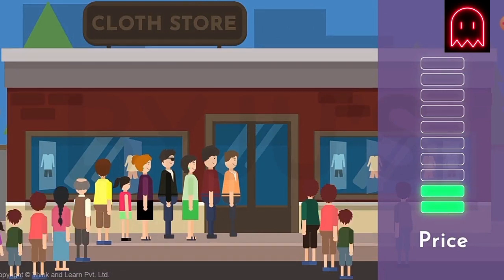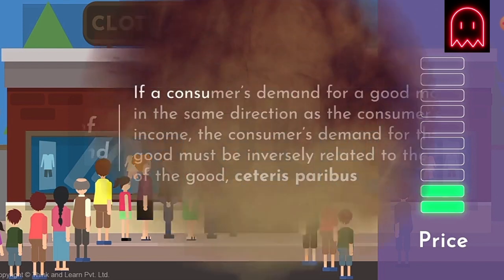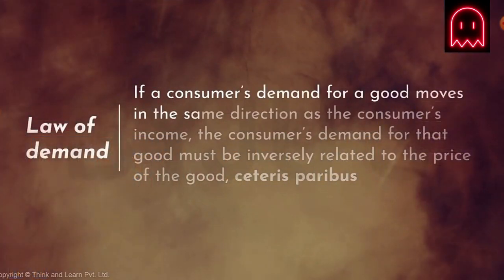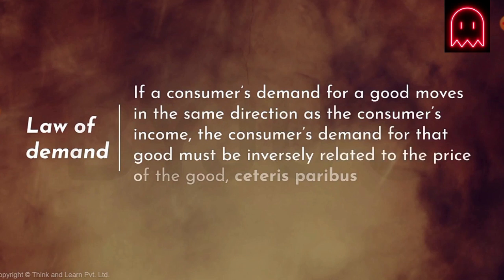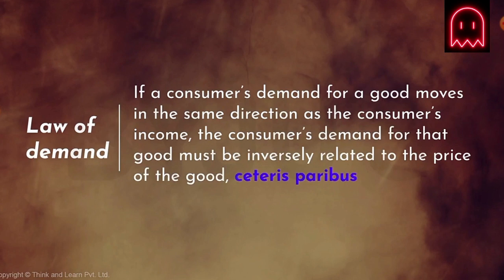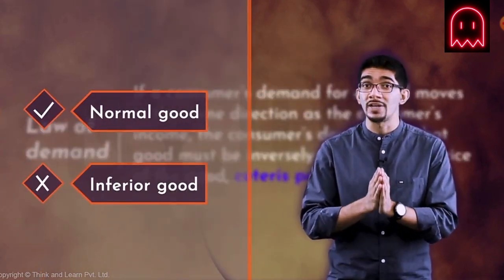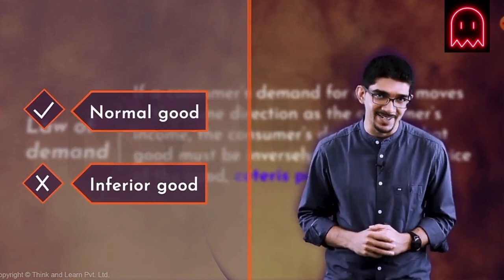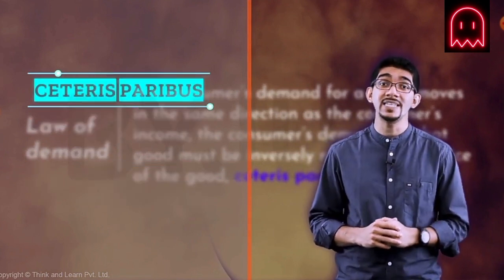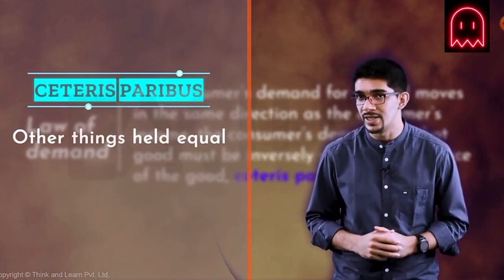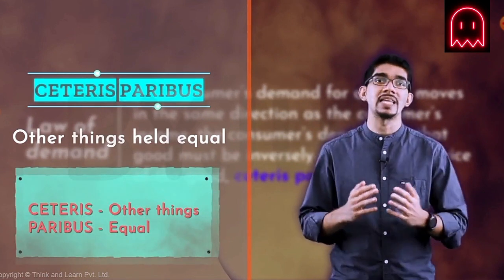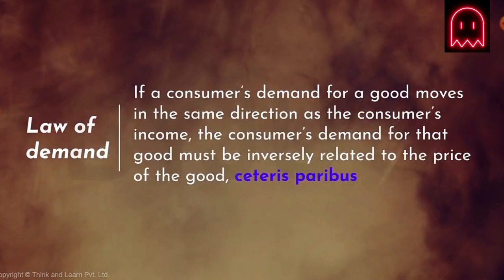As a definition, we can say the law of demand states that if a consumer's demand for a good moves in the same direction as the consumer's income, the consumer's demand for that good must be inversely related to the price of the good, ceteris paribus. Just to explain this qualification, here it means it has to be a normal good and not an inferior good. Two concepts we'll see a bit later. And ceteris paribus basically means other things held equal. Ceteris means other things and paribus means equal. The ceteris paribus is what gives power to this law.